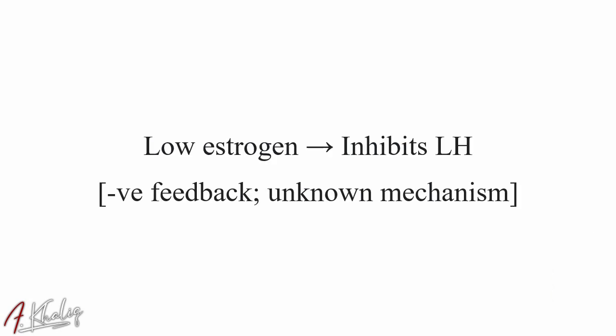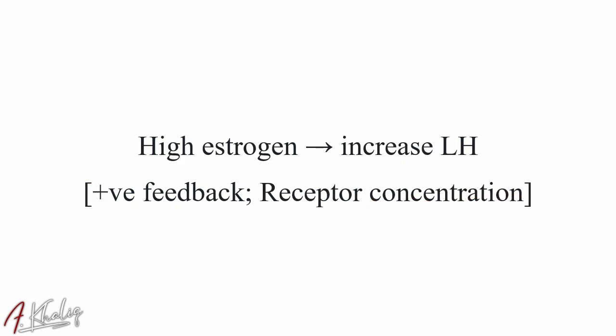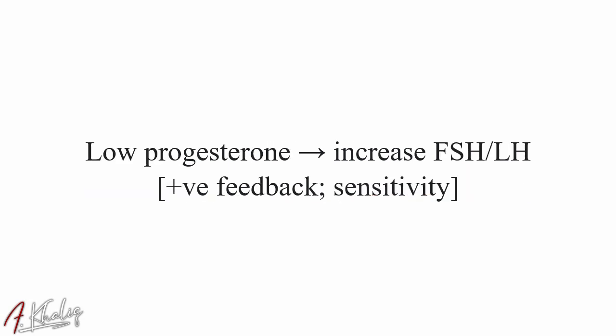Now, the first thing is that low estrogen is going to inhibit the LH secretion. This is negative feedback and the mechanism is unknown. The same way, high estrogen is going to increase LH. This is an example of positive feedback and this is because of the receptor concentration.